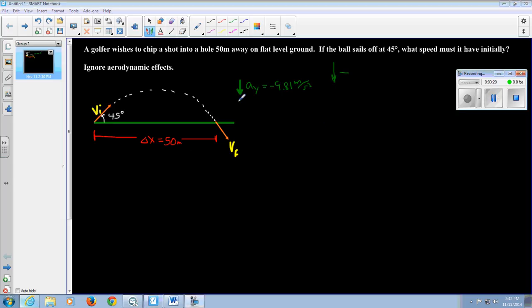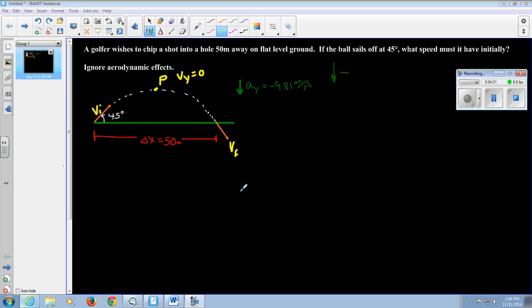So if I don't know anything else, I'm going to have to start picking this object apart. And I do know some things about this position right here, and we call that the peak position. We'll call that P. I do know that my velocity in the y direction at this spot is equal to 0. It has no up and down velocity. That's a spot where it stops moving in the y direction. It only has horizontal motion.